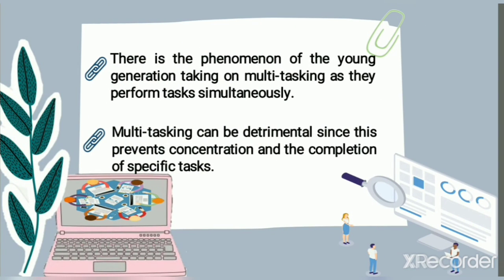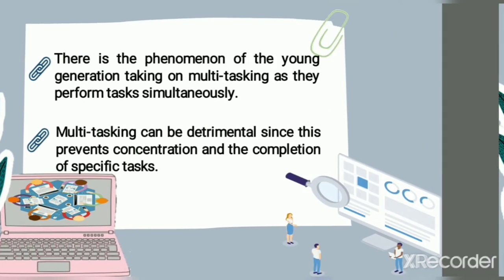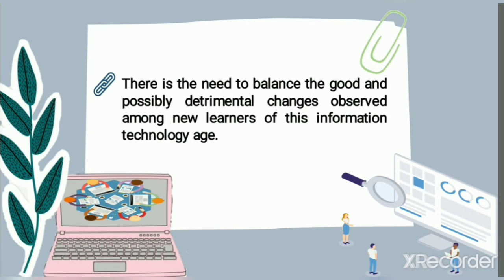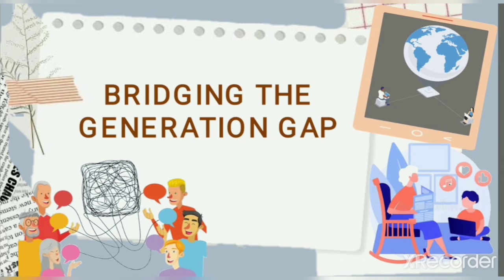There is the phenomenon of the young generation taking on multitasking as they perform tasks simultaneously. Multitasking can be detrimental since this prevents concentration and the completion of a specific task. However, multitasking characterizes professional work in the new world of information technology. There is the need to balance the good and possibly detrimental changes observed among new learners of this information technology age. So let's proceed to bridging the generation gap.